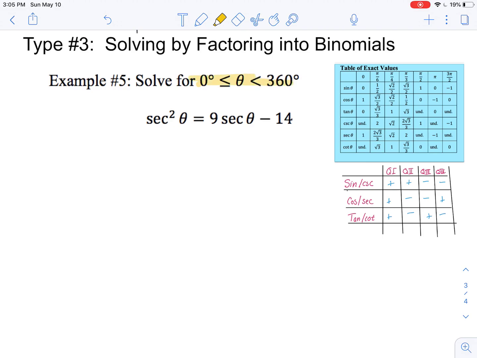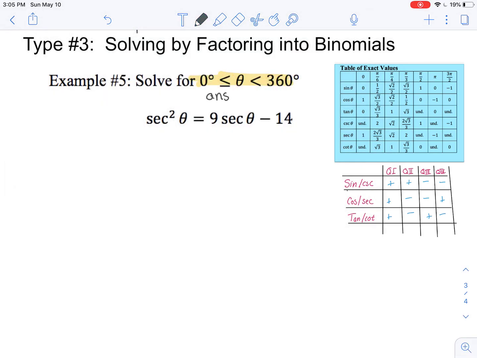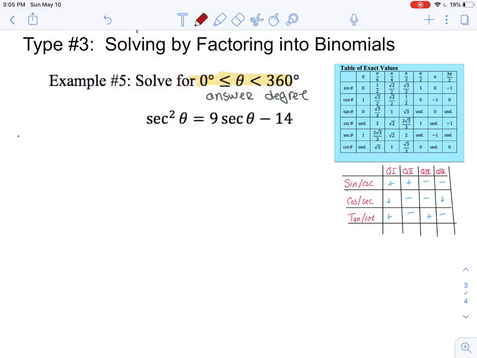Before we do that, I want to recognize that we are going to have answers that are in degrees. And then we need to set equal to 0 and factor. So if I set this equal to 0, I'm going to have secant squared theta minus 9 secant theta plus 14 is equal to 0.